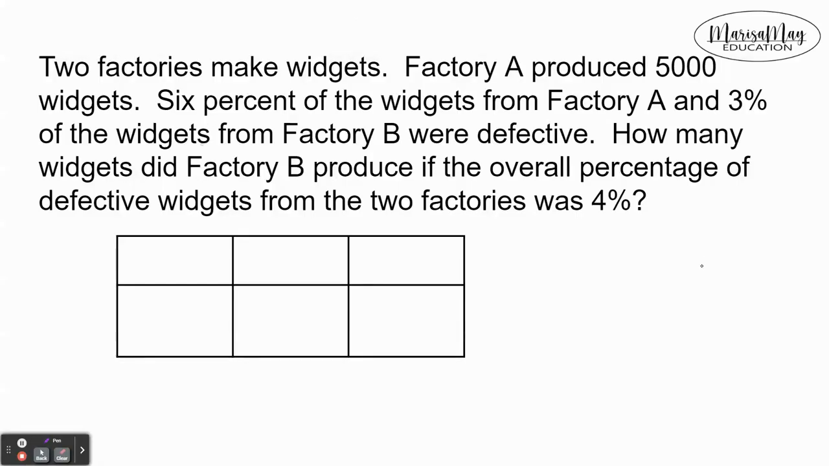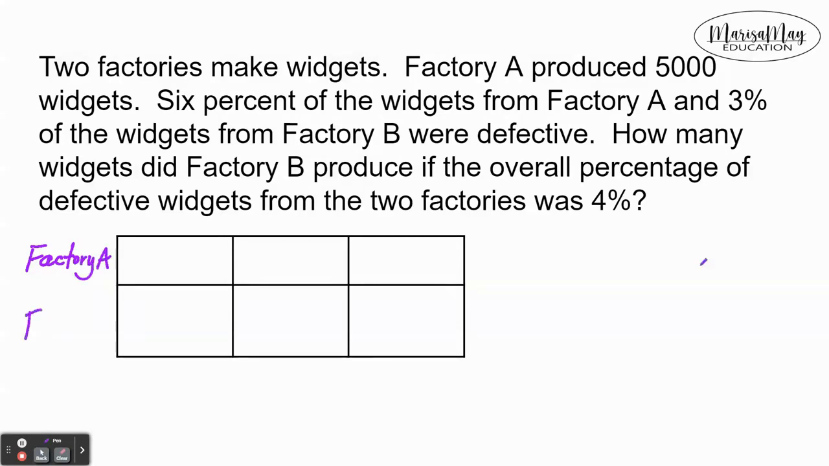In this video, we're going to take a look at two factories who make widgets. Factory A produces 5,000 of the widgets, and 6% of the widgets from factory A and 3% of the widgets from factory B are defective. We want to know how many widgets factory B produced if the overall percentage of defective widgets from the two factories was 4%.